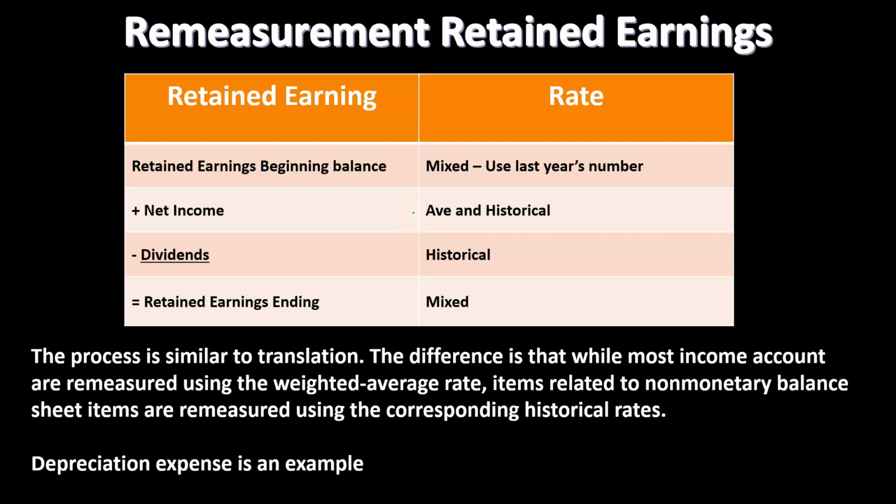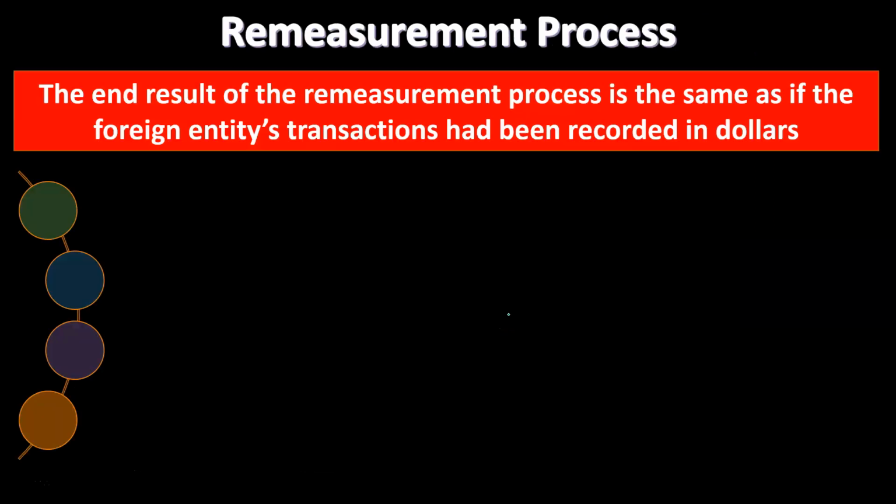This is where it differs a little bit, because if this was just the translation process, if we used one rate for the entire income statement, the average rate, then we can actually take net income and just multiply it times that rate. However, since we're going to be using two different rates on the income statement for the remeasurement, average and historic, then we have to break that out and figure out what net income is. And we have those two rates, so it's a little bit more complicated. Then we're going to subtract the dividends, same process in that we're going to be using historical rates, the rates when the actual dividends were paid. And that's going to be the same for translation and remeasurement. That's going to give us then the retained earnings at the end, which will be mixed.